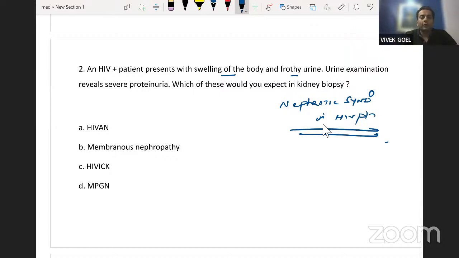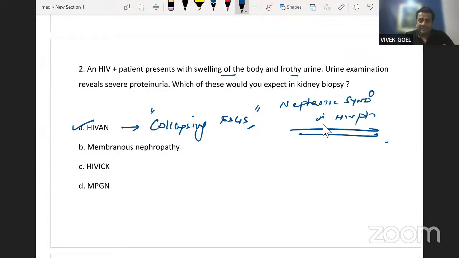Now, you know that the HIV patient has a typical type of FSGS lesion in their kidneys, and that is known as HIVAN, which is HIV associated nephropathy. And on histopathology, the patient has a typical collapsing type of FSGS lesion, which of course has the worst prognosis. So the answer is not membranous nephropathy. The answer is not MPGN.